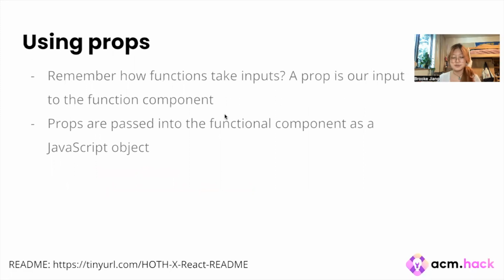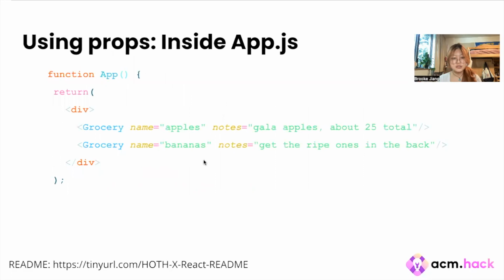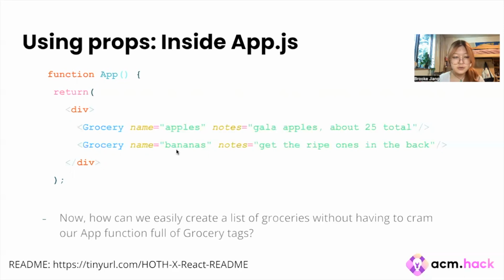Now, how do we use props? So remember how functions take in inputs? Yeah, a prop is our input to the grocery function, or component. They're going to be passed in as a single JavaScript object. And the way we do that inside of app.js is we're going to say grocery name equals string apples, notes equals string 25 apples, and we can make a different grocery tag, and we can put in different things like name equals bananas and notes equals ripe bananas, something like that.